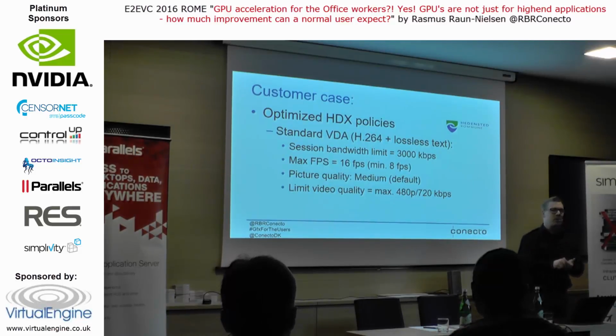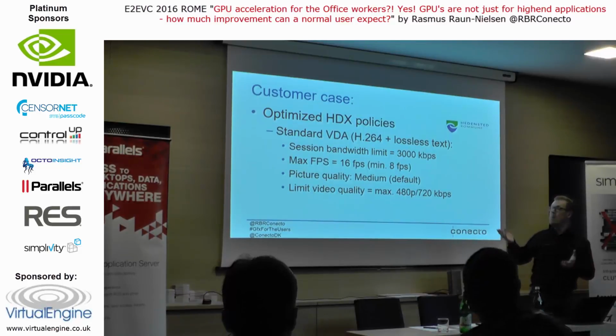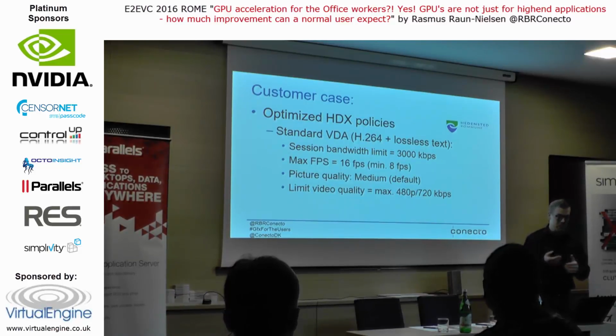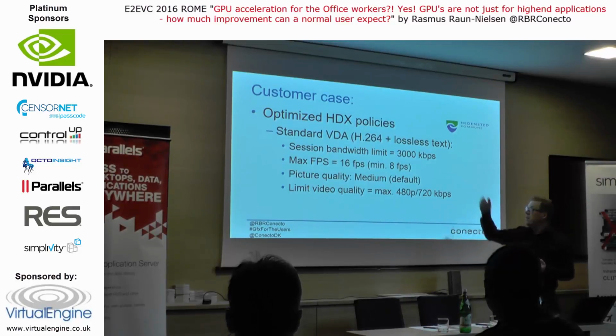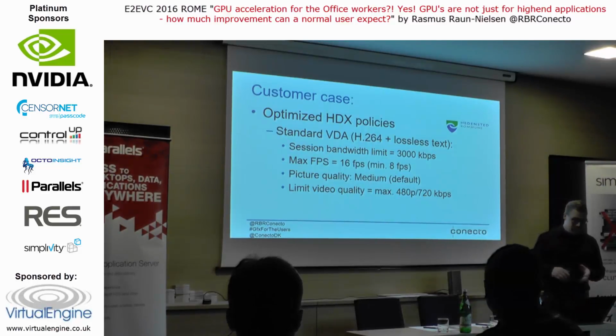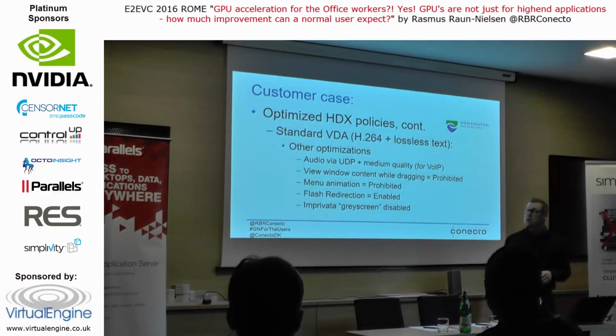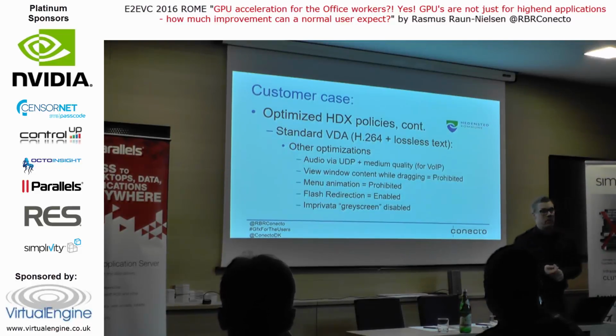And I'm not sure how many would watch a movie in their desktop session. Of course, you should never say never, but then their managers should go and talk to them. And the video quality was also limited to save some bandwidth. It's with the default medium picture quality. Some other optimizations were to go away from high audio quality, going down to medium and optimized for voice over IP because of Skype for Business. And, well, you know the other ones.